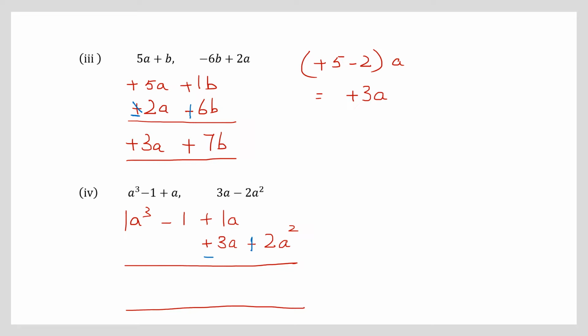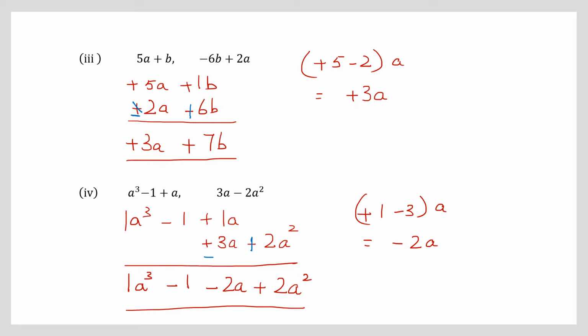So let's work out. 1a cube, we'll write it as it is. Then minus 1. Here we have plus 1a plus 3a. So let me write that down. Plus 1 plus minus. Now that is minus. Remember the sign has changed to minus now. So plus 1 minus 3a. So when signs are different, put the sign of the bigger number and subtract. 3 minus 1 is 2. So that's minus 2a. So let's write minus 2a and this one becomes plus 2a square.